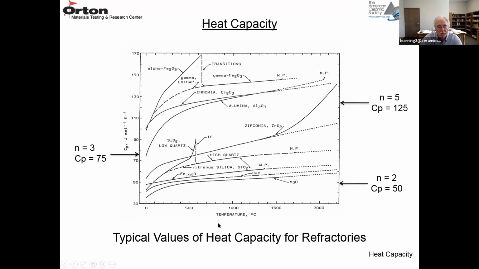So I have a couple slides here of heat capacity for refractories, and these are in joules per mole. So heat capacity versus temperature. If n is 2 in our empirical formula, the heat capacity would be about 50. So CaO, MgO, FeO, you can see roughly heat capacity is around 50. If n equals 3, an example would be ZrO2 or SiO2. It's roughly 75. That's joules per mole degrees K. And you can see the alpha to beta quartz transition taking place right here. And then for materials like alumina or chromia, where n equals 5, they're roughly 125.